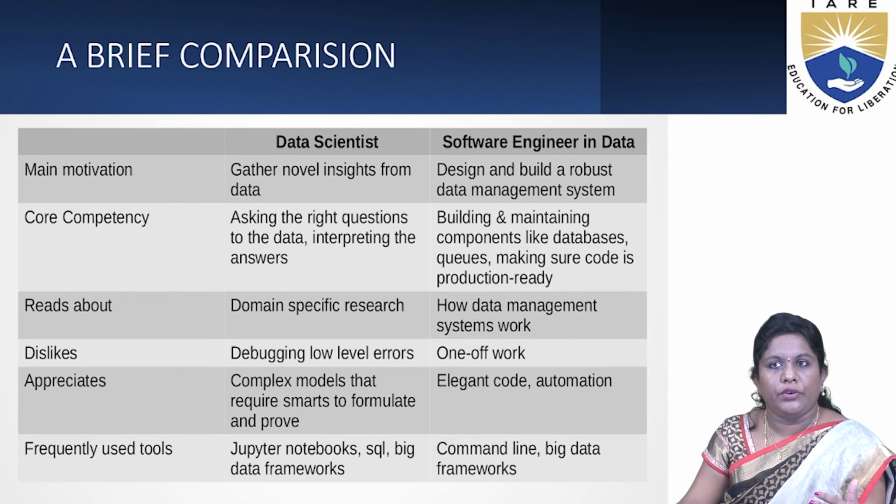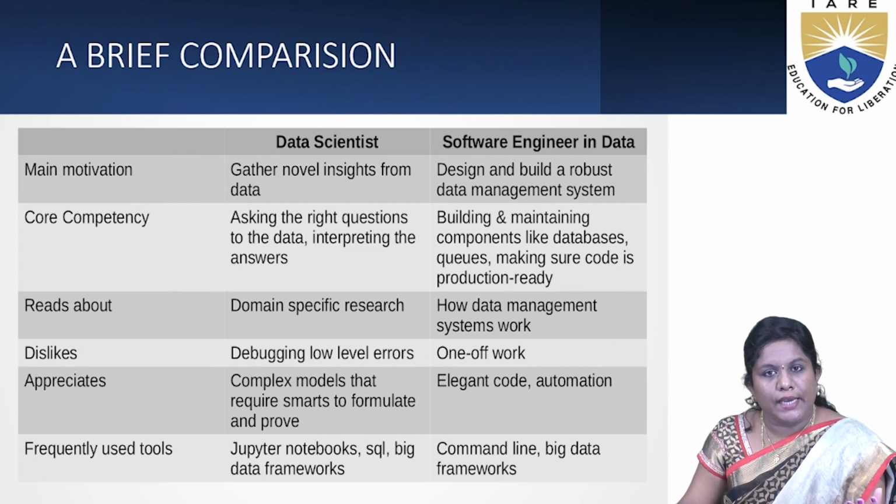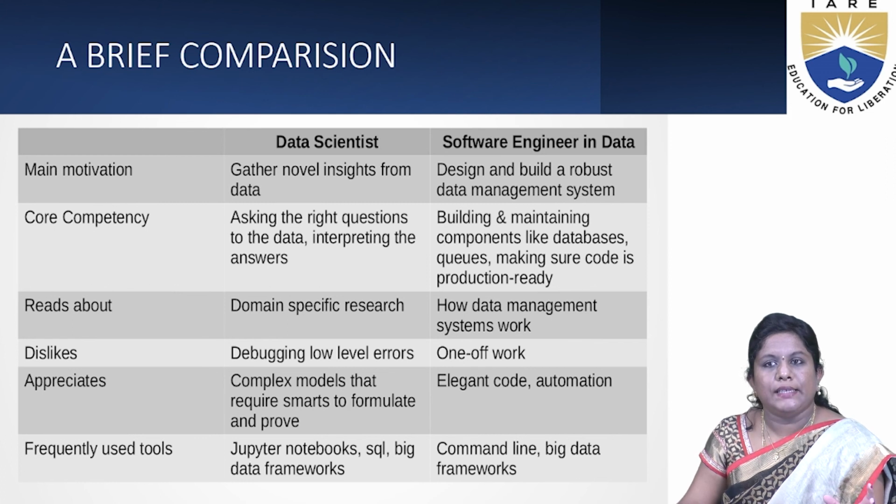Coming to software engineering in data, he tries to design and build a robust data management system. Having a data management system, he's trying to design and build a robust model. Coming to the next category, the core competencies. What are the core things that are required? It is asking the right questions of the data and interpreting the answers. So completely data-related questions. What type of data is it? Whether it will give us the answer or not is the main work done by a data scientist.